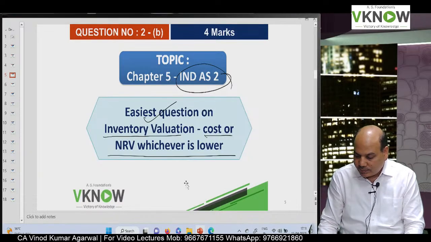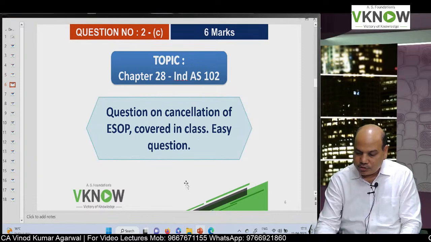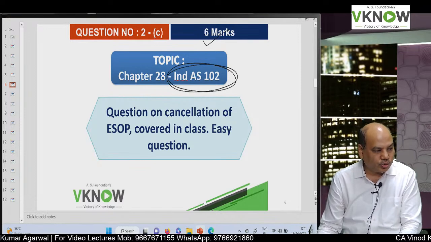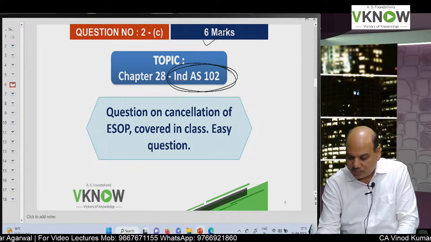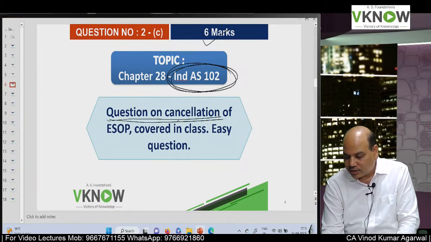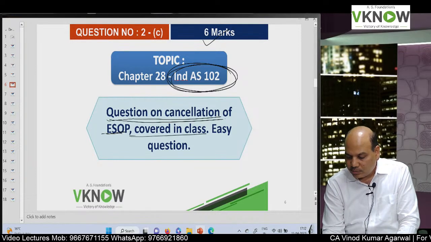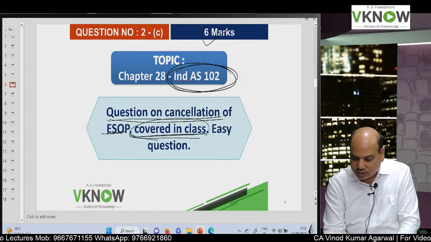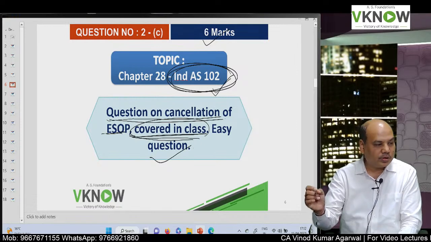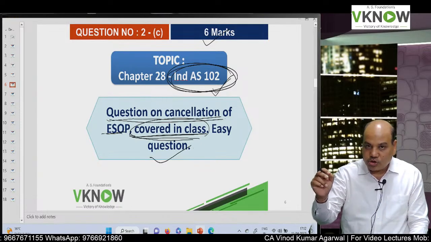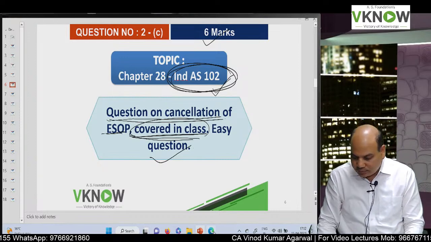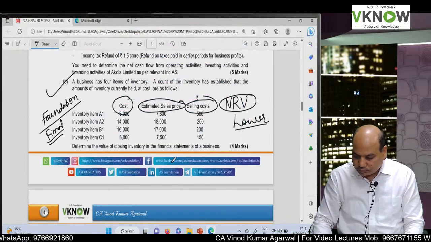Next question. The next question for 6 marks was on Ind AS 102, which is share based payment, and this question was on early cancellation of ESOP. Similar questions are covered in the study material and in the class, very easy. So if you have solved all questions of Ind AS 102, then you will be able to get this answer. Okay, so I'll show you that question.